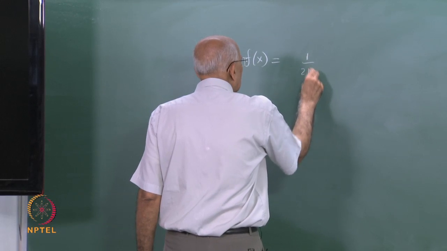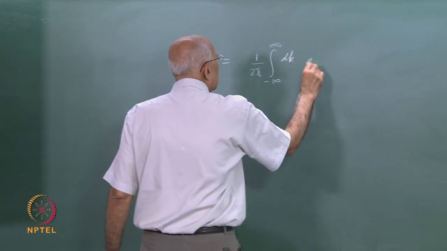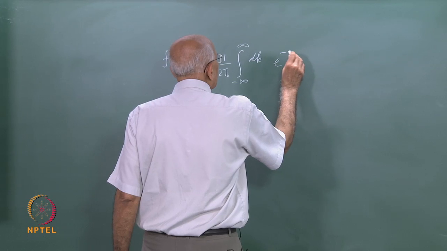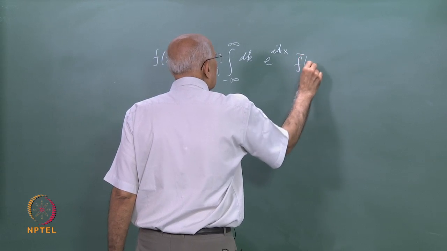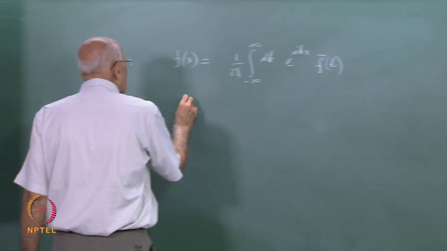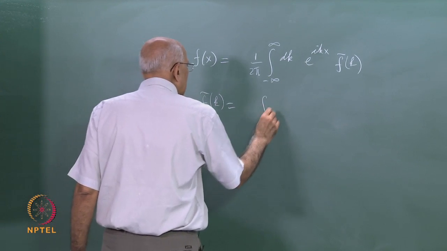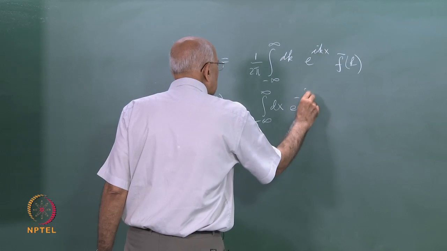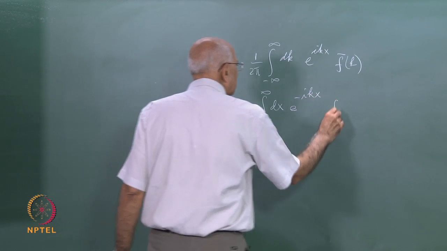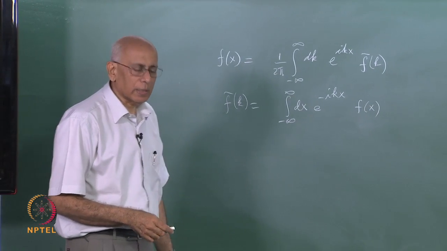transform which is 1 over 2 pi integral minus infinity to infinity dk e to the power ikx f tilde of k, and the inverse transform was f tilde of k was integral dx minus infinity to infinity e to the minus ikx f of x. So these two functions formed a Fourier transform pair.